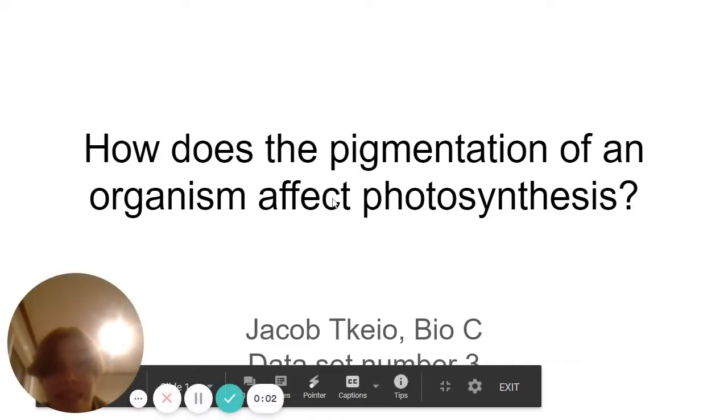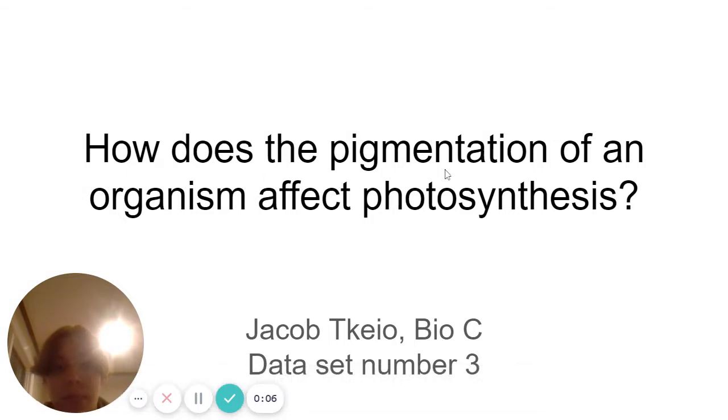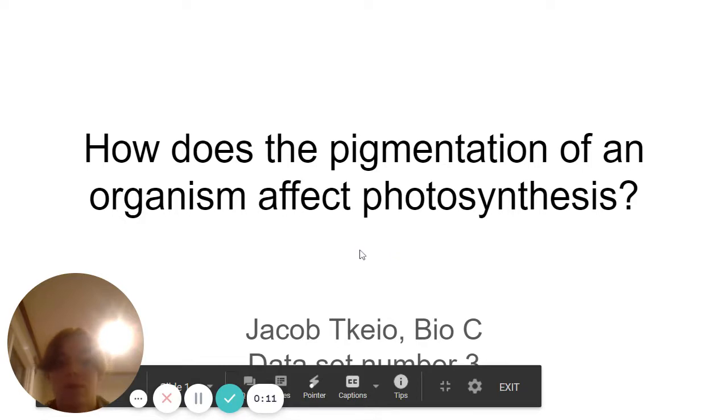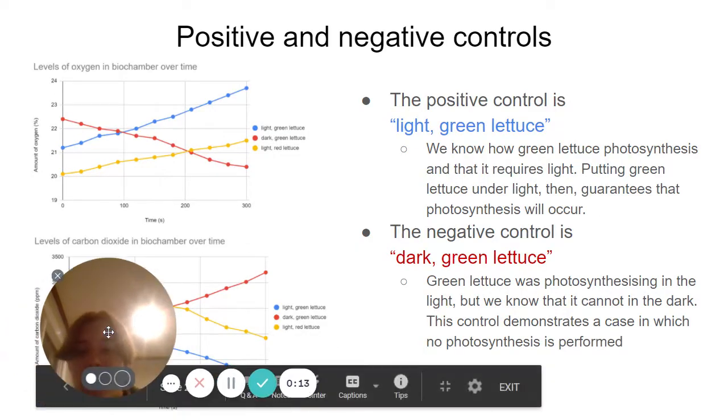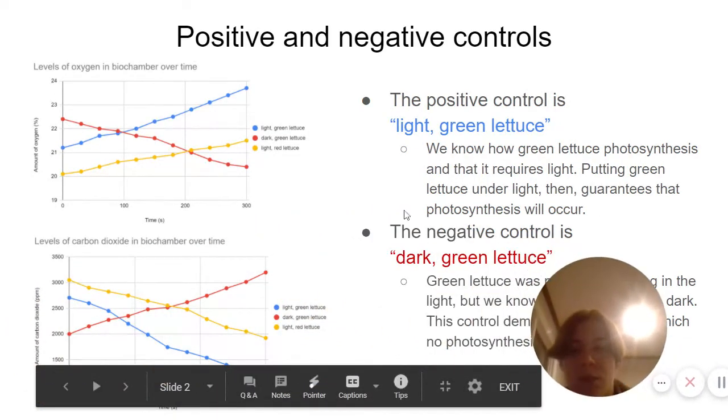Today we're talking about pigmentation. The research question for this presentation is, how does the pigmentation of an organism affect how it performs photosynthesis? So I chose for my controls the green lettuce.